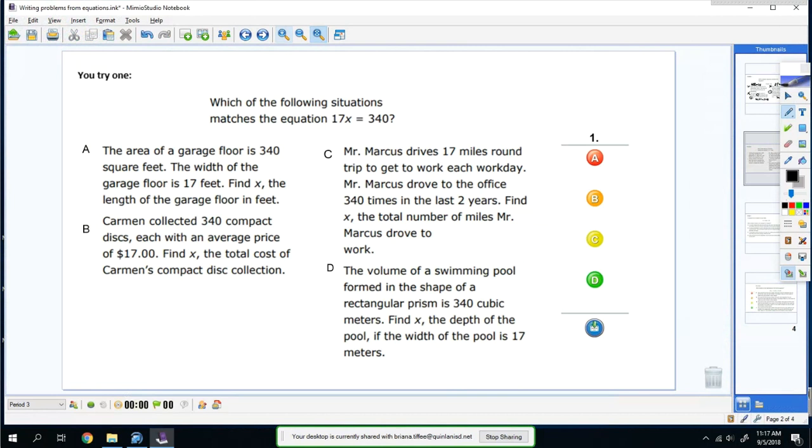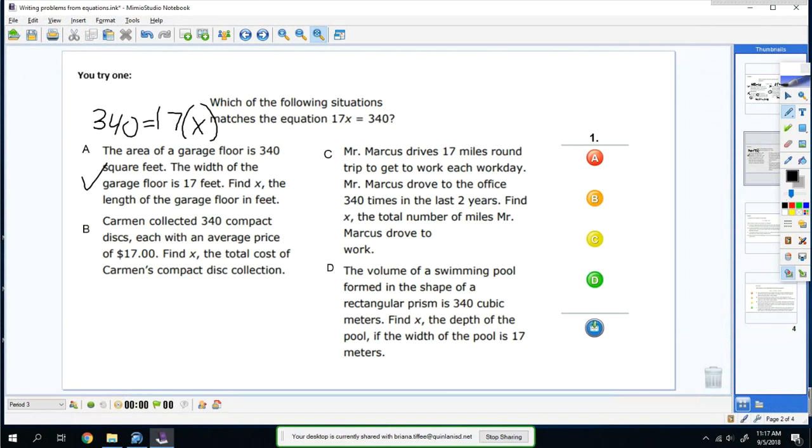Okay, so the situation: find the situation that matches the equation 17x equals 340. A, the area of the garage floor is 340 square feet. Okay, so that's our area. The width of the garage floor is 17. Find X, the length of the garage floor in feet. So how do you find the area of a rectangle? You do width times length. In this case, the width is 17, and the length is X. So if you do 17 times X, you should get 340. Well, look at that. That's correct.